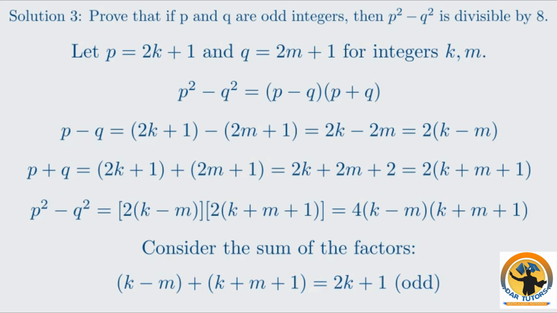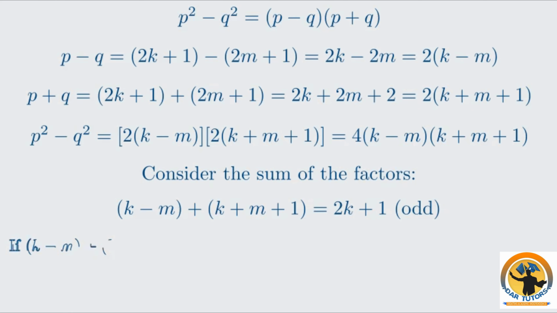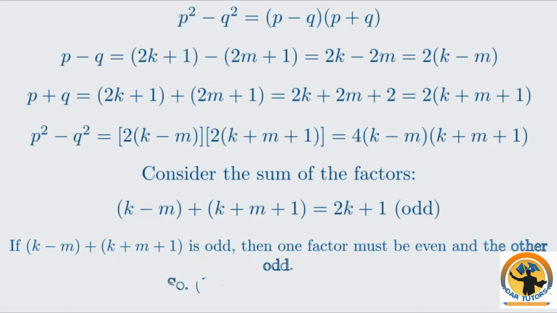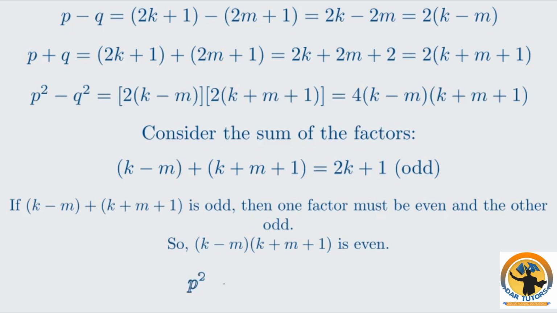If the sum of two integers is odd, one of them must be even and the other must be odd. This is a fundamental property of integers. Therefore, one of the factors, k minus m or k plus m plus 1, must be even. This means their product is also even. Since the product is even, we can write it as 2 times some integer j. So p squared minus q squared equals 4 times 2j, which is 8j. This shows that p squared minus q squared is divisible by 8, completing the proof.